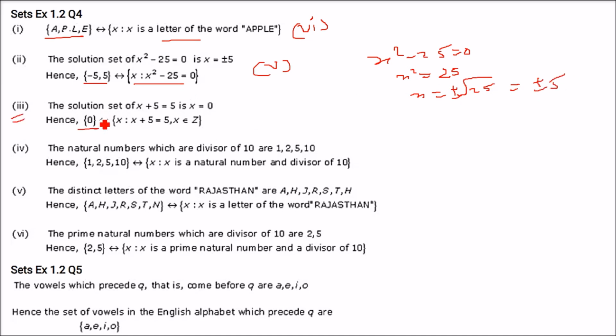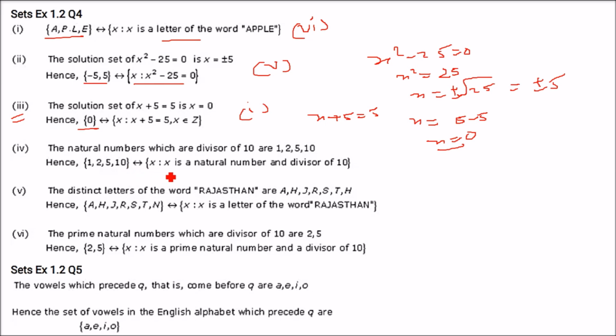Next is the set 0. On the right hand side, if you see the first one, it is saying X plus 5 equal to 5. So X plus 5 equal to 5 means X equal to 5 minus 5, that is X equal to 0. So this we match with the first one. If you take the fourth one, which is 1, 2, 5, 10.